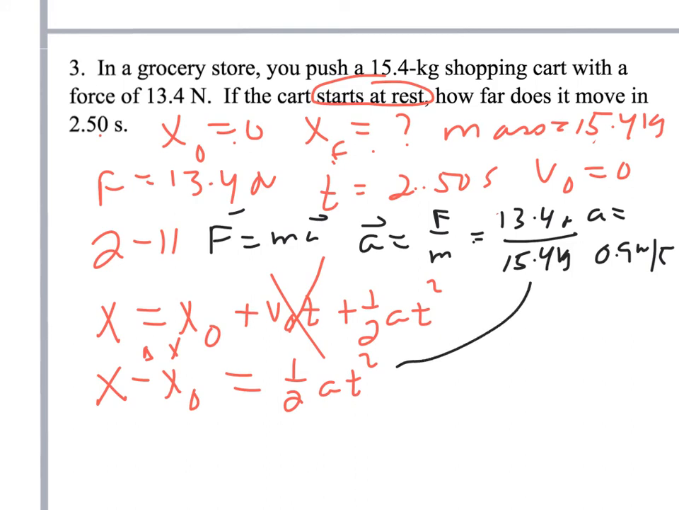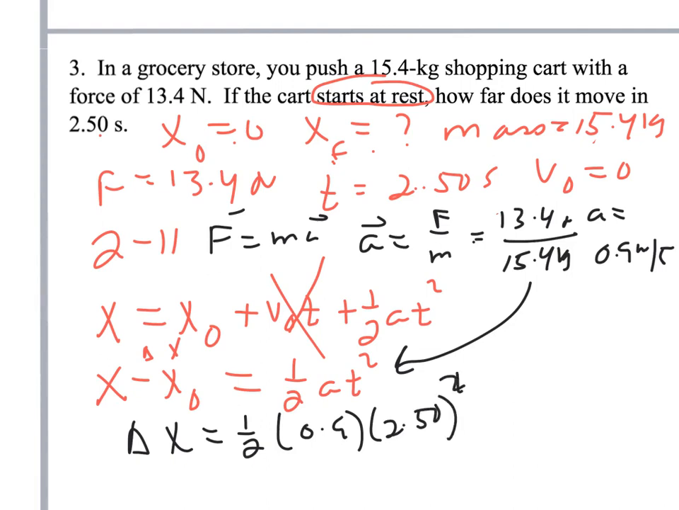So now we can come back down to this equation here, and we can say that delta x equals one half times our 0.9 times our t squared, our 2.5 seconds, squared. When we plug those numbers in, delta x is 28 meters. So what we're saying is that the cart moved 28 meters in 2.5 seconds once you started pushing it from rest. So there's our answer for this one.